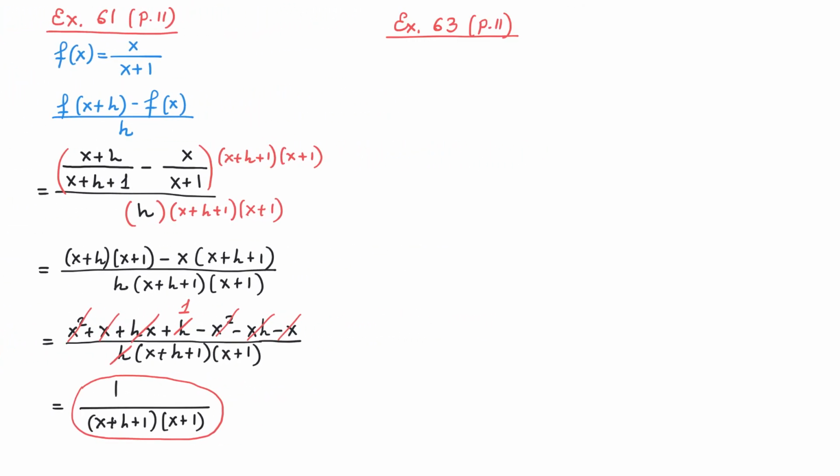And now we will do exercise 63 on the same page. Here we are given the function f of x equals x cubed minus 2x, and we will simplify the difference quotient f of x minus f of a over x minus a. So here if we have one point with the coordinates a and f of a, and the other one with the coordinates x and f of x, then this expression will represent the slope of the line that passes through these 2 points.